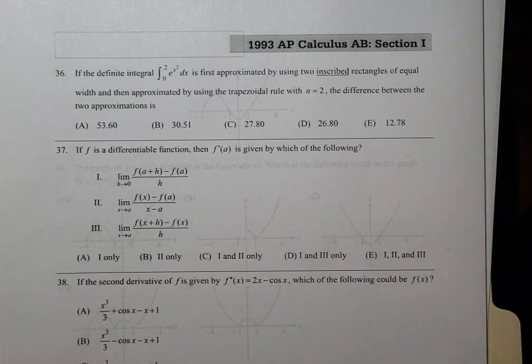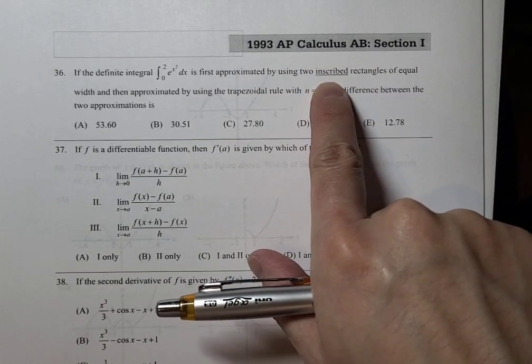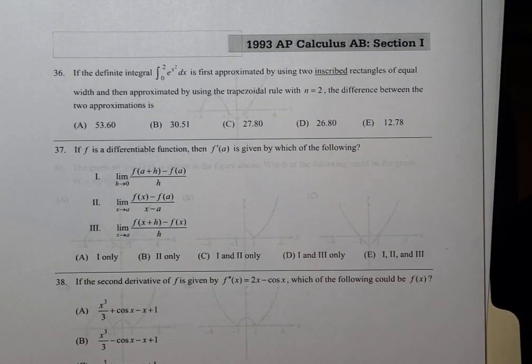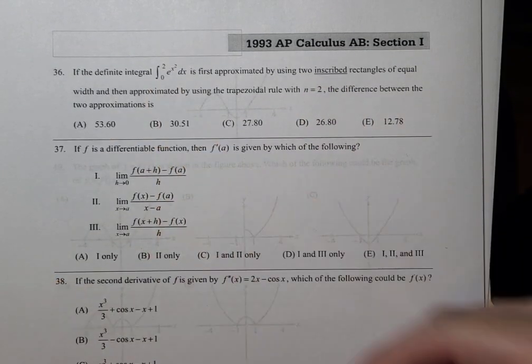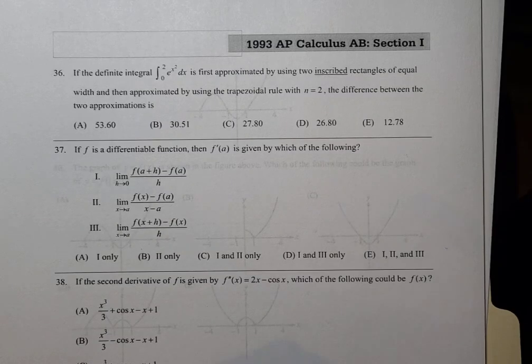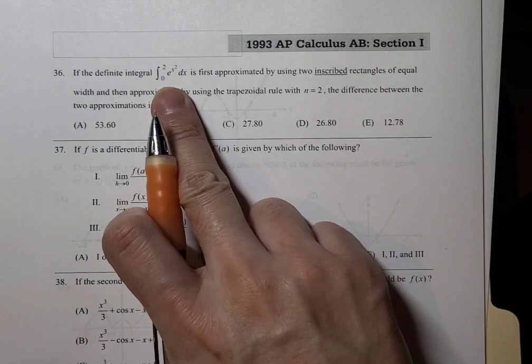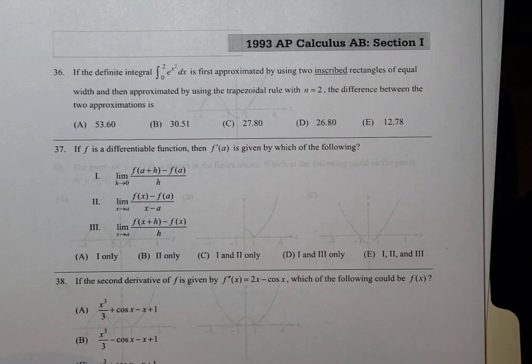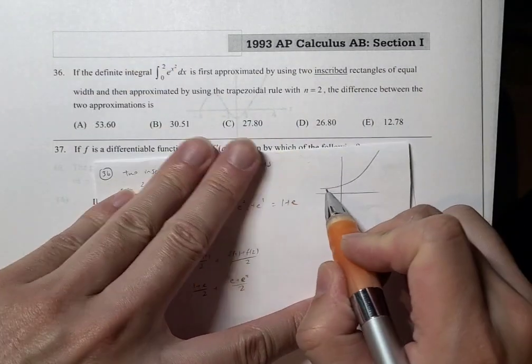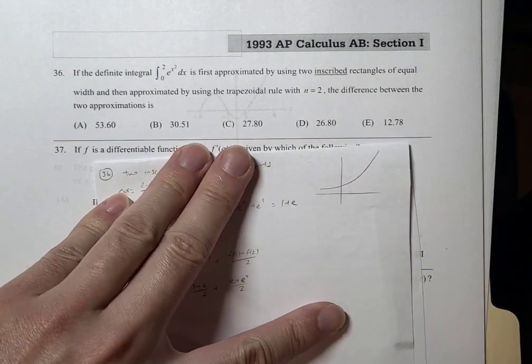Okay, so why did it write inscribed? That means it's going to be an underestimate of what the integral actually is. So the rectangles are inside the function, okay? So how does e to the x squared look? It looks very close to e to the x if we just sketch it. e to the x looks something like this, okay?